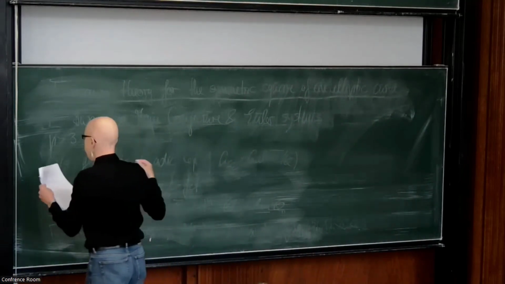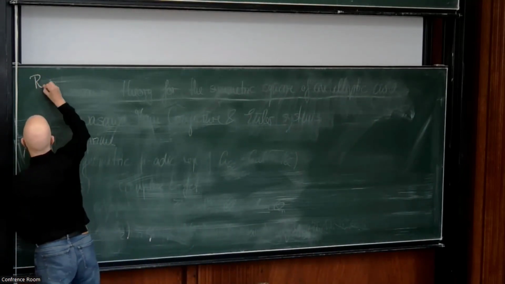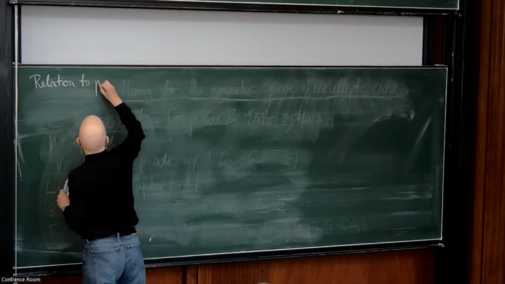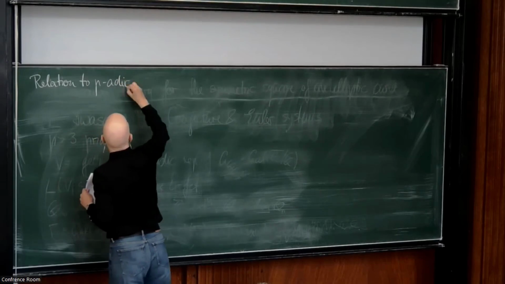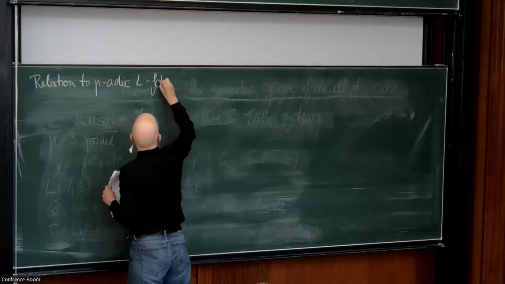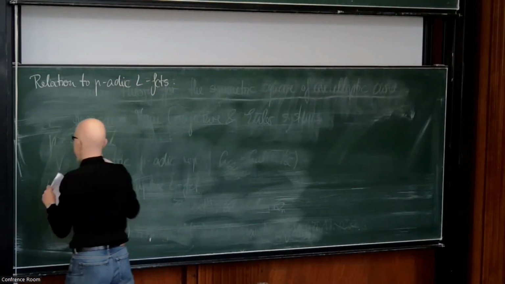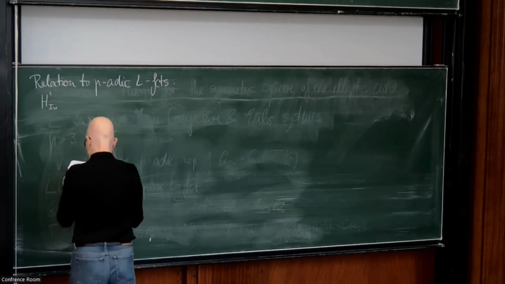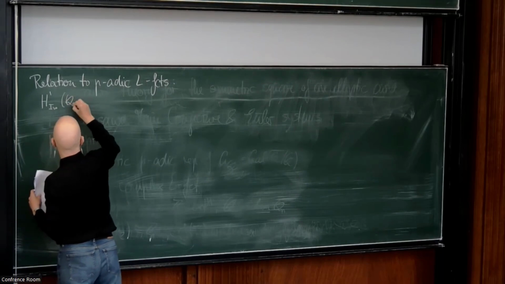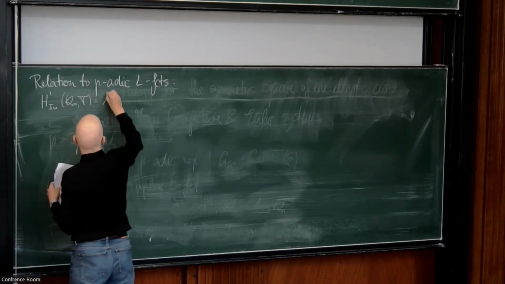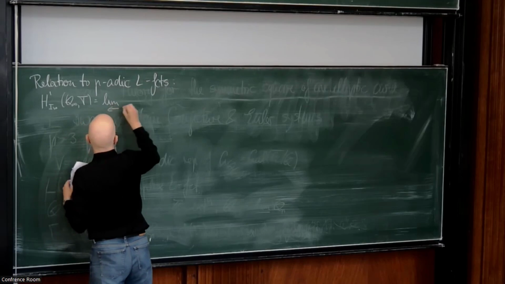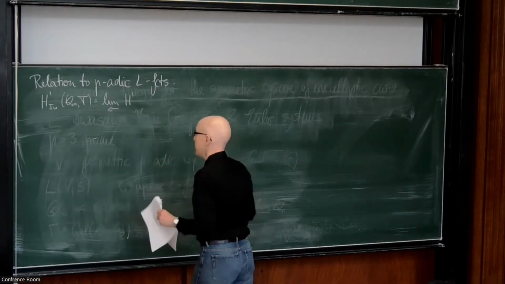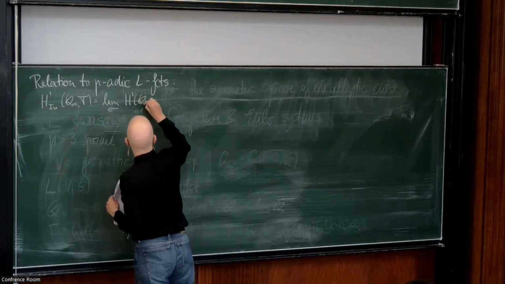So how does this work? Here's the relation between two p-adic L functions. We let H1 Iwasawa of V over Q infinity be the inverse limit of the cohomology groups over the finite sub-extensions of Q infinity.